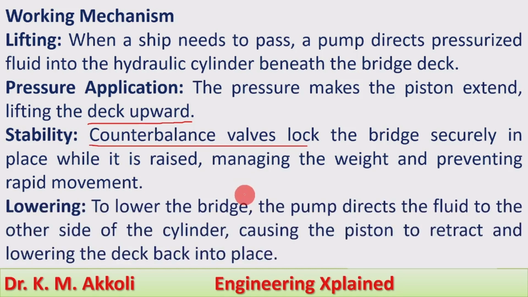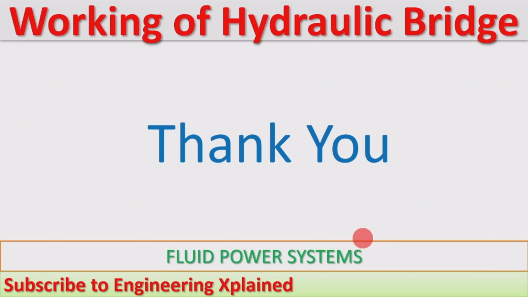Lowering is the third function. To lower the bridge, the pump directs the fluid to the other side of the cylinder. Two-side fluid supply is there for the cylinder in double acting cylinders. If you supply fluid to the other side of the cylinder, that fluid pressurizes the piston, and the fluid on the remaining side flows back to the reservoir through the control valve, causing the piston to retract and lowering the deck back into its place. Like this, the working of the hydraulic bridge takes place.